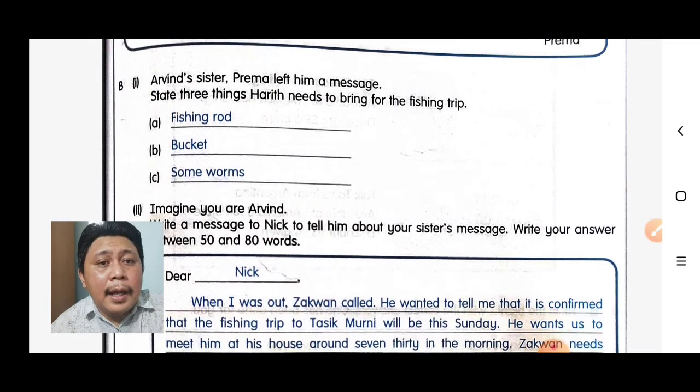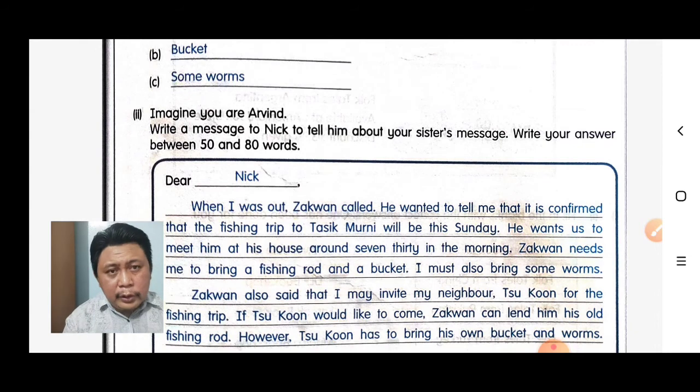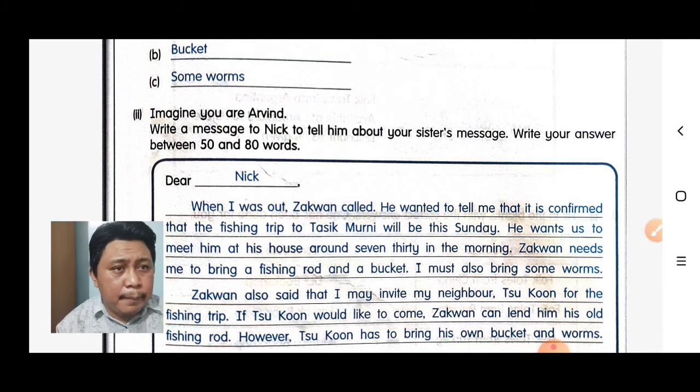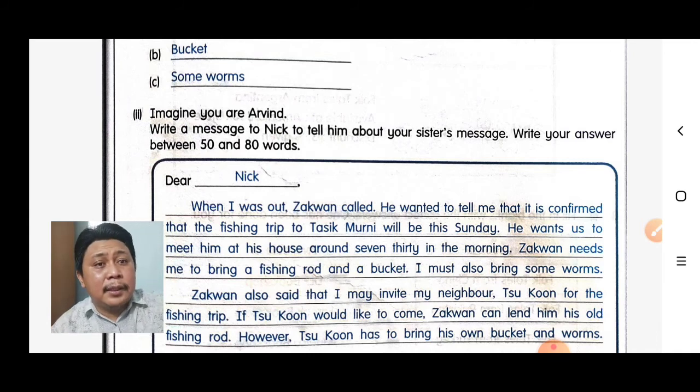Right, now we will continue with how to write for B2. Okay, for B2 actually you need to write a short message between 50 and 80 words. Okay, 50 and 80 words. No need to write longer because it's only a short message. Okay, so look at the first question here. The first question: imagine you are Arvin. Write a message to Nick to tell him about your sister's message.